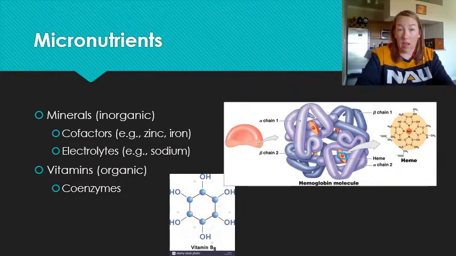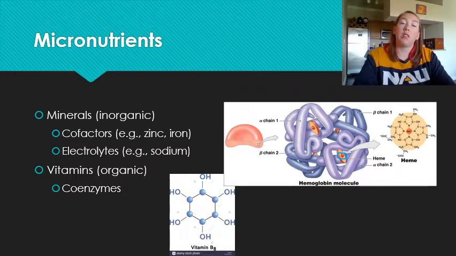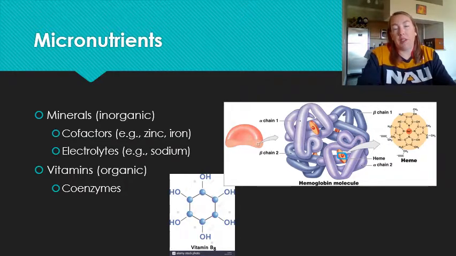Vitamins are organic, so we've got carbon and hydrogen and all that. These function as coenzymes. Same thing as a cofactor, except it's organic. So a coenzyme helps with enzyme function by activating the enzyme. An example is vitamin B8 down here.